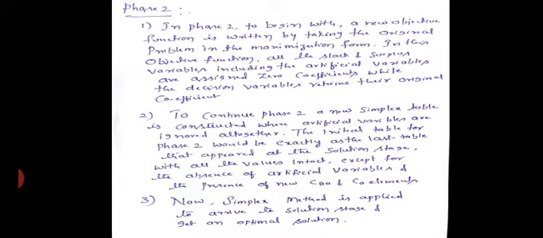In phase 2, to begin with, a new objective function is written by taking the original problem in the maximization form. Once there are no artificial variables present in the basic variable column, then switch to phase 2. In phase 2, you need to create a new objective function by taking the original problem in the maximization form. Whatever maximization problem they have given, you need to copy the same now.